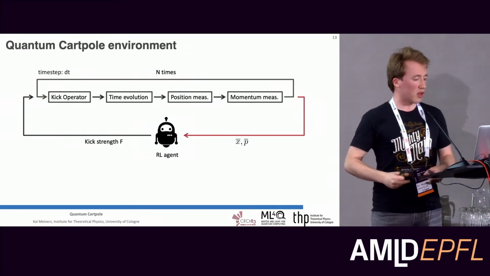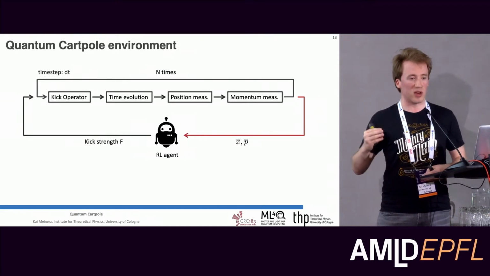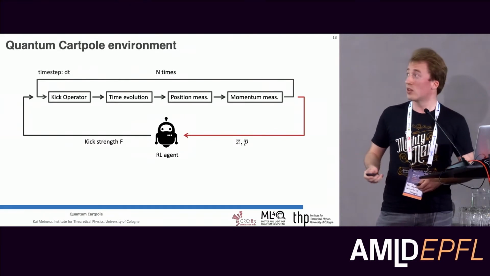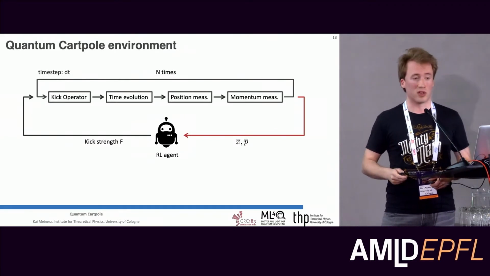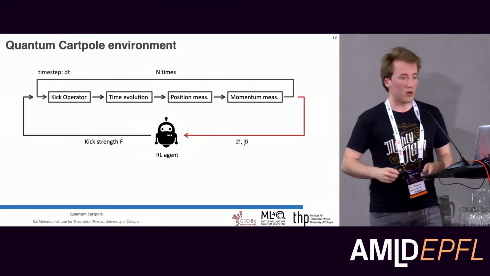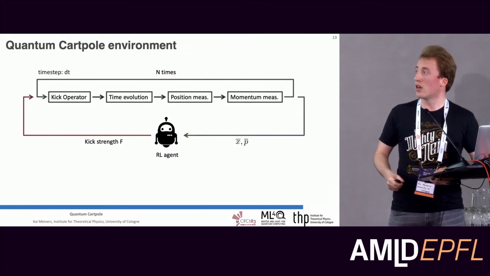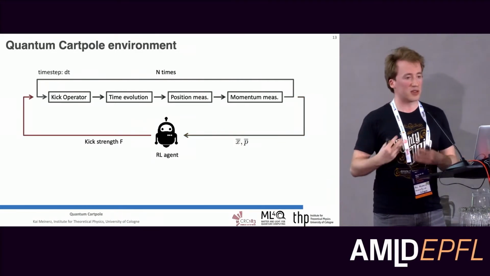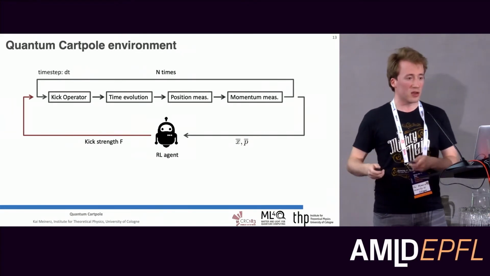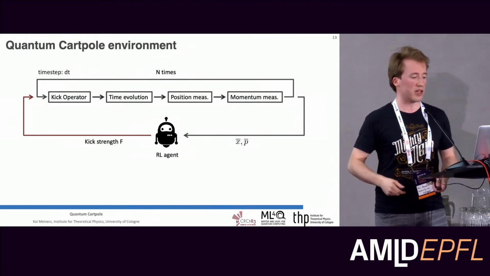And after that, we will take all the different position and momentum measurements, take the mean value, and feed it to our reinforcement learning agent. For those who are interested, the agent we have used was a PPO model, just out of the box, so there is nothing special here. And the agent will then decide what kind of direction and strength to choose for our force. And then we just adjust our kick operator, and we can start the whole thing from the beginning.